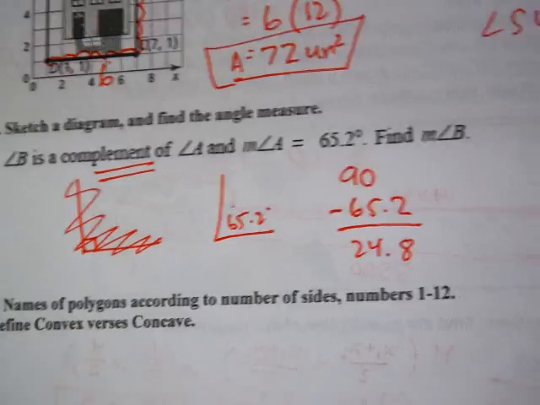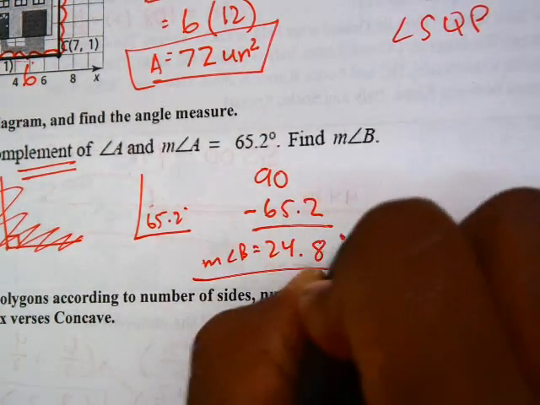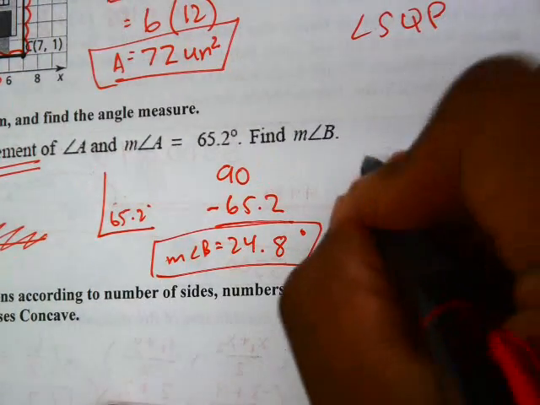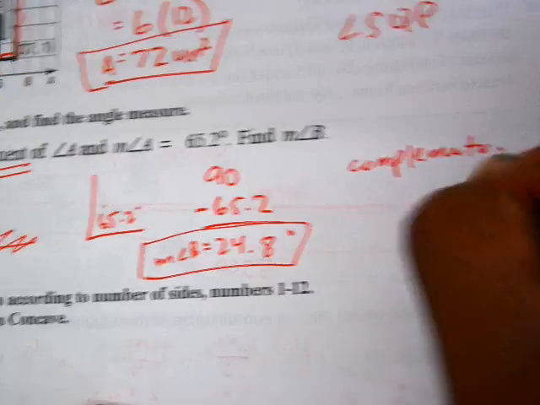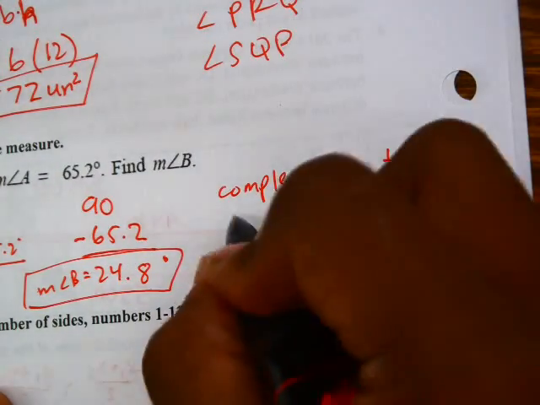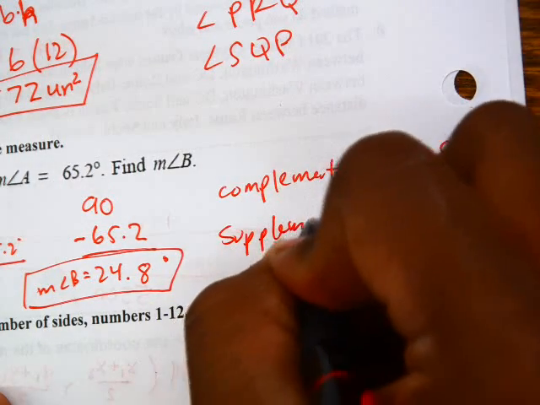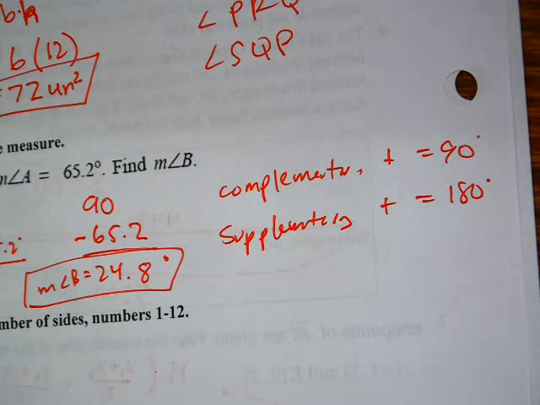The problem can change if you were asked to find the supplement. So remember that complementary angles add up to equal 90 degrees. Supplementary angles add up to equal 180. So make sure you know the difference. If the problem was supplementary, I take 180 and subtract 65.2 from it.